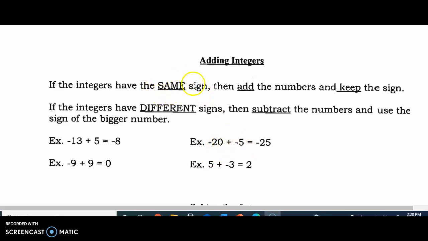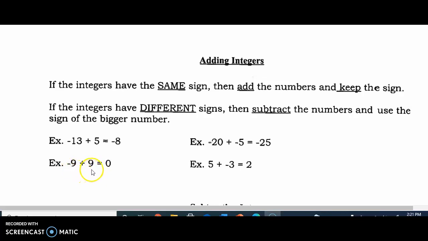Okay, so come up here, we have the same sign. We have a negative and a negative. So you add the numbers together. So we take 20 plus 5, 25, and we keep the sign. Okay, down here, we have negative 9 plus 9.